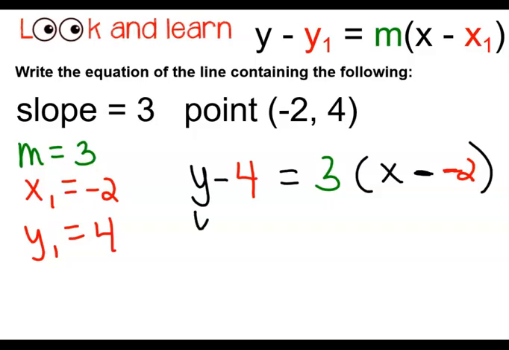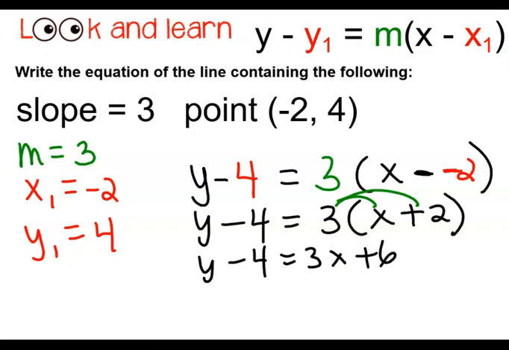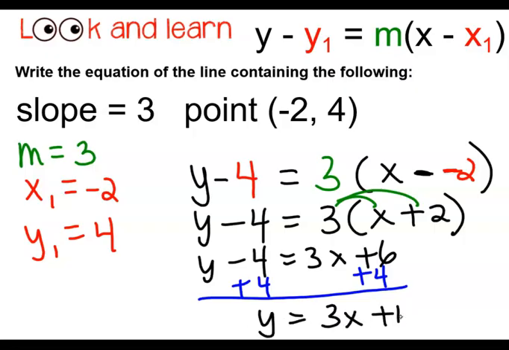I'm going to rewrite this sentence by simplifying my 2 negatives in a row over here. When you have 2 in a row, a negative and another negative, it makes a positive. Now I'm ready to distribute. Y minus 4 equals 3x plus 6, and now I can add 4 to both sides to get my final equation, which is that y is equal to 3x plus 10. That is the equation of the line that passes through this point having that slope. One more time.